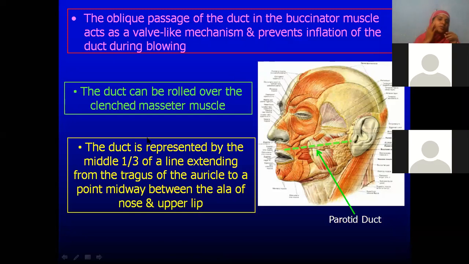Okay. So this is the masseter muscle, right? So we can actually roll over the clenched masseter. Clenched means when we bring the teeth together tightly and then just feel it, we can do it like that. So that is for surface anatomy in fact. So this is the duct, this is the masseter muscle, it is coursing. Okay.